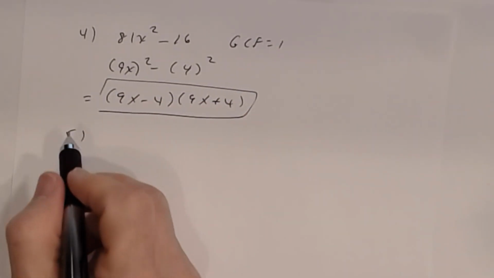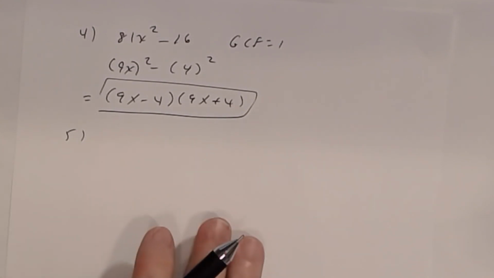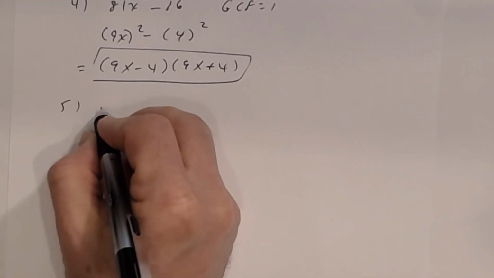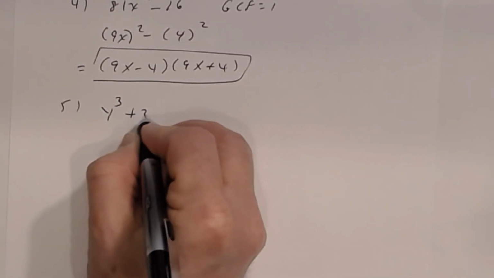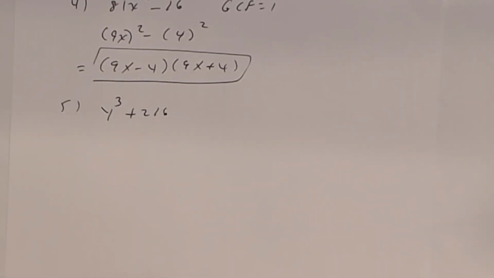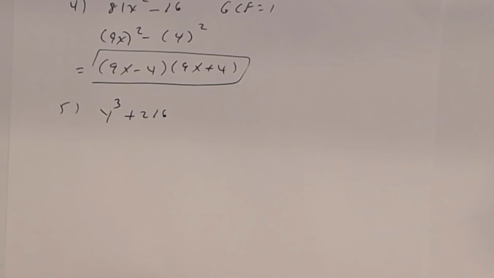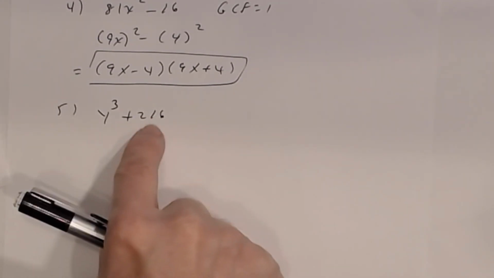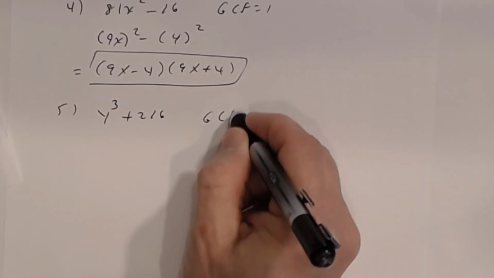Okay, number 5. Let's suppose we had this for number 5. Let's suppose we had y cubed plus 216. Y cubed plus 216. All right, so same thing. You're going to ask yourself, what's the GCF? If you look at this, the GCF of these 2 terms is 1.